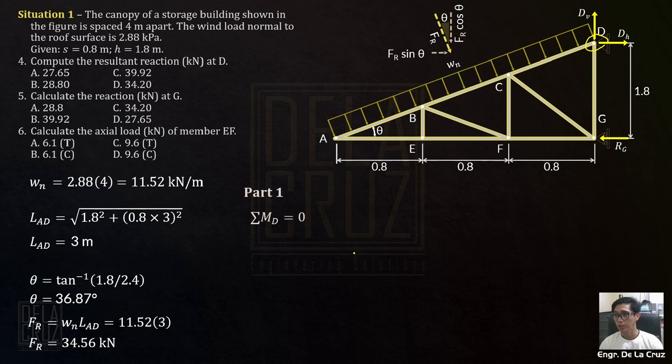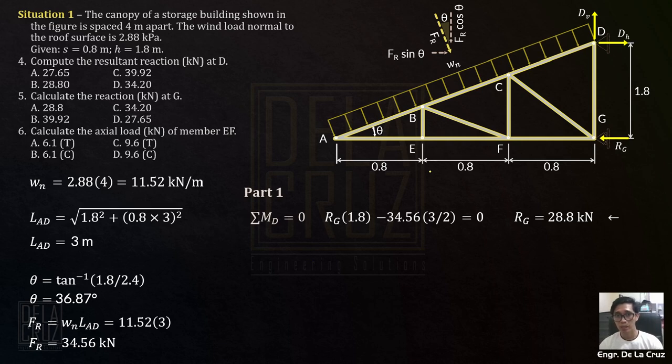Summation of moment about D equals 0. Let's say positive moment is clockwise. RG will cause a clockwise moment, so positive: RG times 1.8. You can change your sign; it doesn't matter as long as you are consistent. Then for FR, we won't resolve it into components for moment because we already have a perpendicular moment arm. FR will cause a counterclockwise moment, so minus FR, which is 34.56, times its moment arm, half of the length AD. The length AD is 3 meters, so half of AD is 3 over 2 equals 1.5. We get the resultant reaction at G, and our assumption was correct since the output is positive.